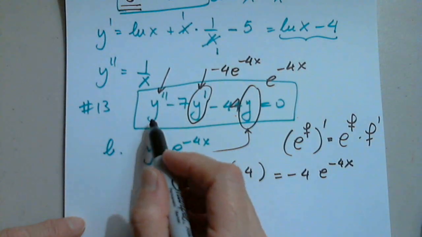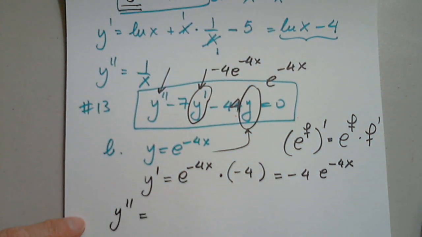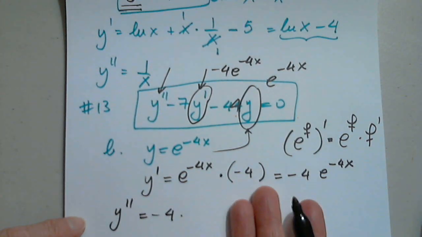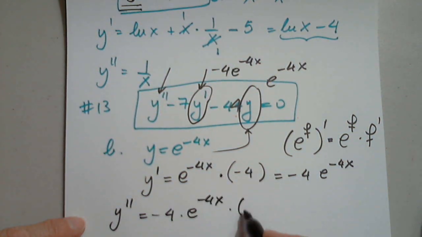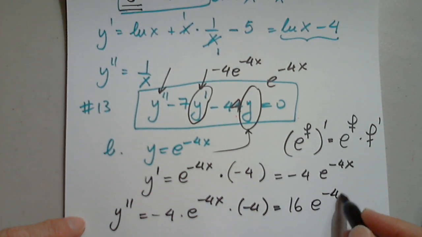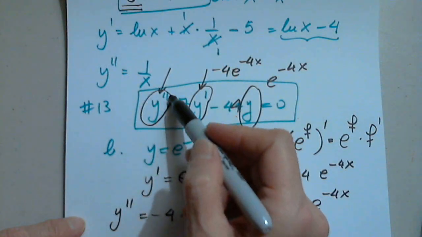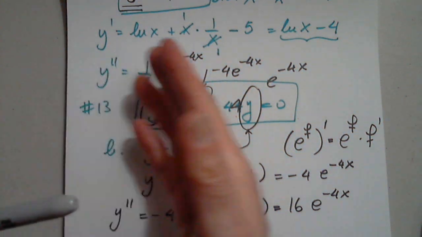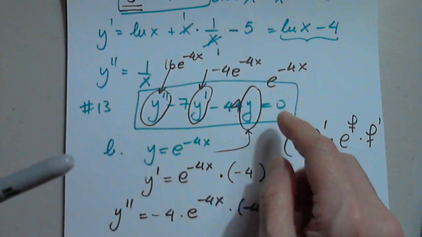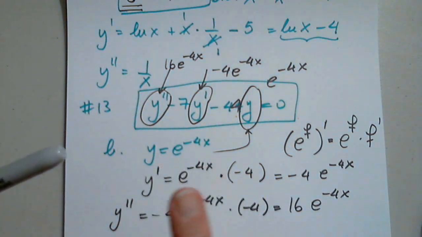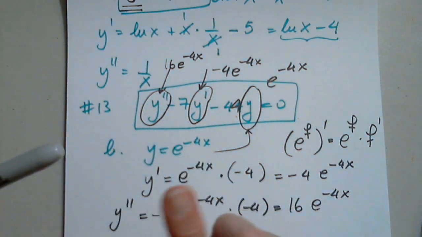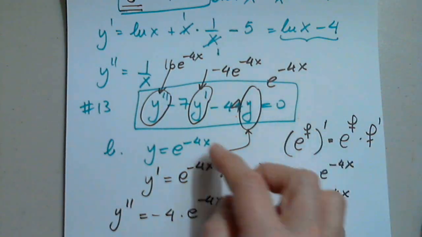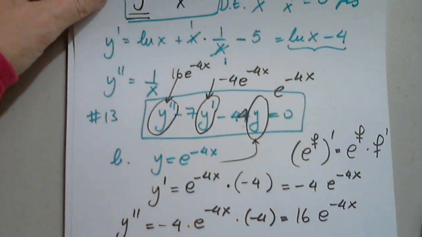Perfect. So now this will be replaced by negative 4 e to negative 4x. We have one more piece, which is the second derivative. I copy negative 4, and I differentiate this again, which is the same thing: e to negative 4x times the inner function prime. Negative 4 times negative 4 is 16 e to negative 4x. Now I put everything together and see if I get 0. If I don't get 0, then I'll say, uh-oh, not a solution. If I do get 0, I'll say, yes, it's a solution. So let's see what we get.